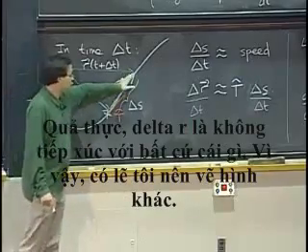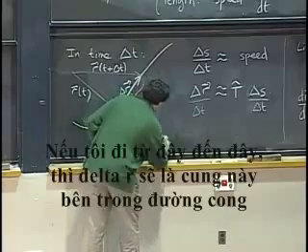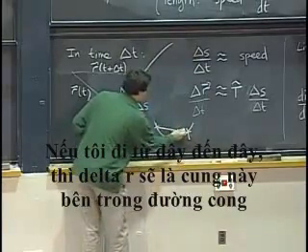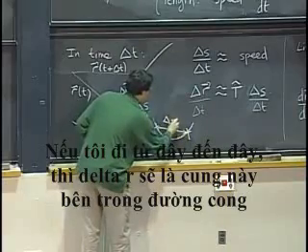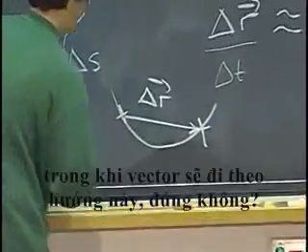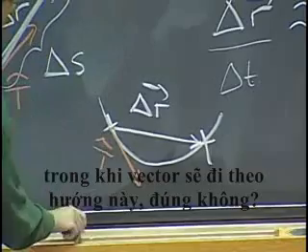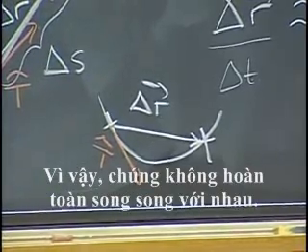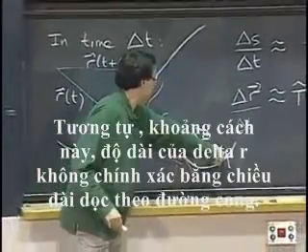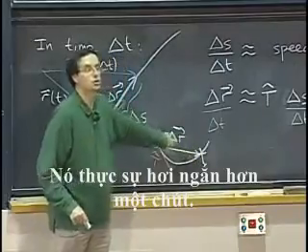Actually, delta r is not strictly tangent to anything. So maybe I should draw another picture. If I'm going from here to here, then delta r is going to be this chord inside the curve, while the tangent vector will be going in this direction. Okay? So they're not strictly parallel to each other, and that's why it's only approximately equal. Similarly, the length of delta r is not exactly the length along the curve. It's actually a bit shorter.